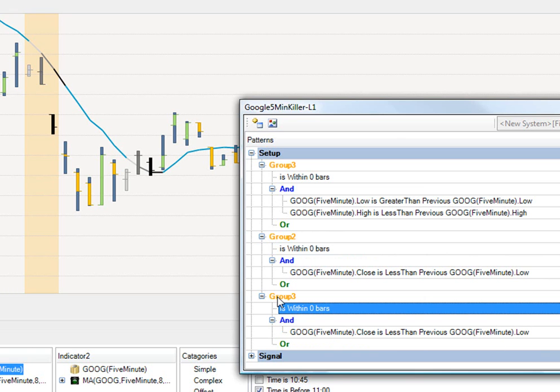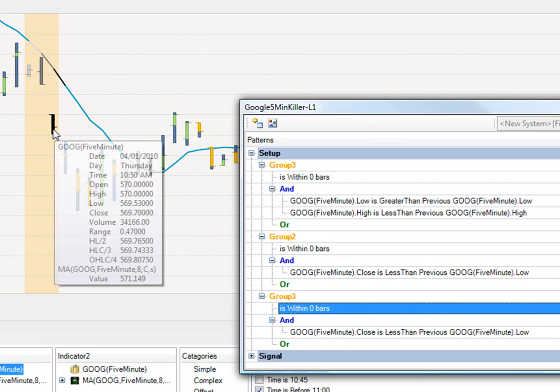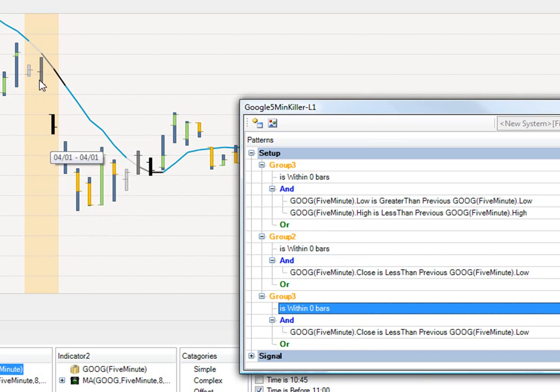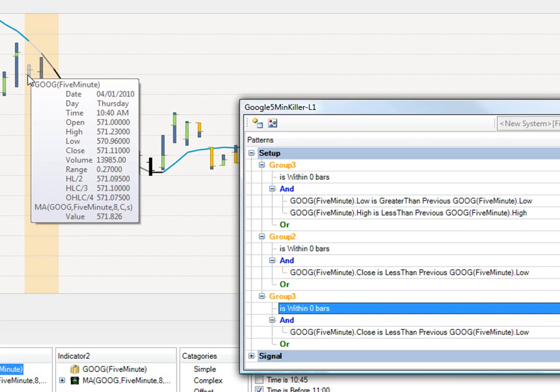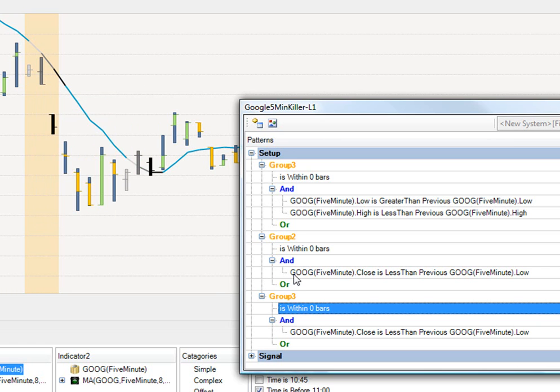So you have 2 consecutive lower closes, closes that are below the previous low, which you can see is shaded in here. I've already applied this strategy. So it's an inside bar followed by two lower bars, and that's on a 5-minute Google bar chart.